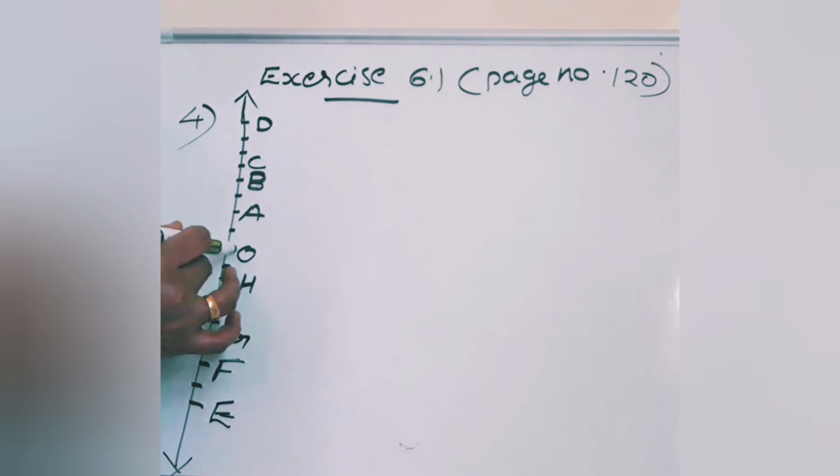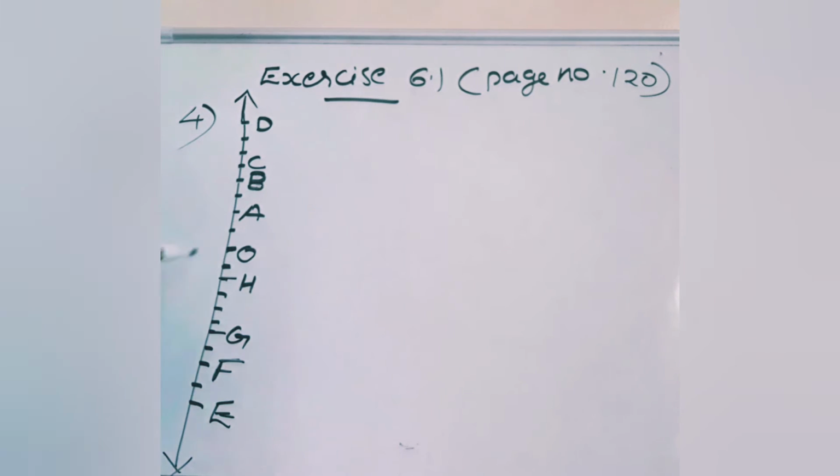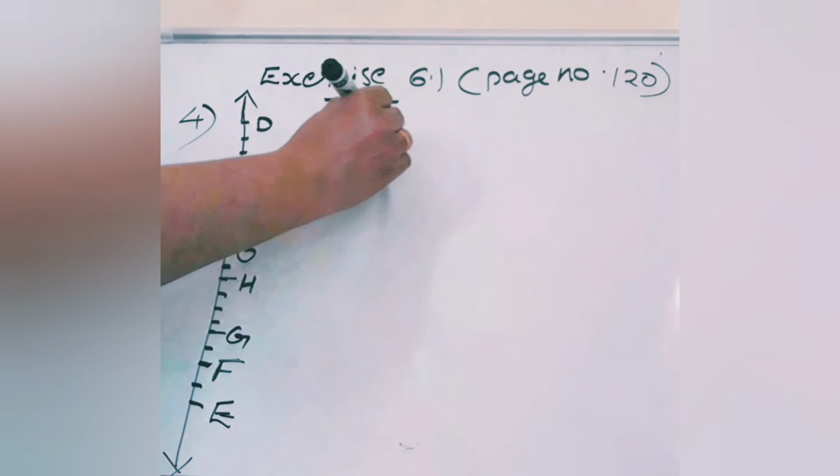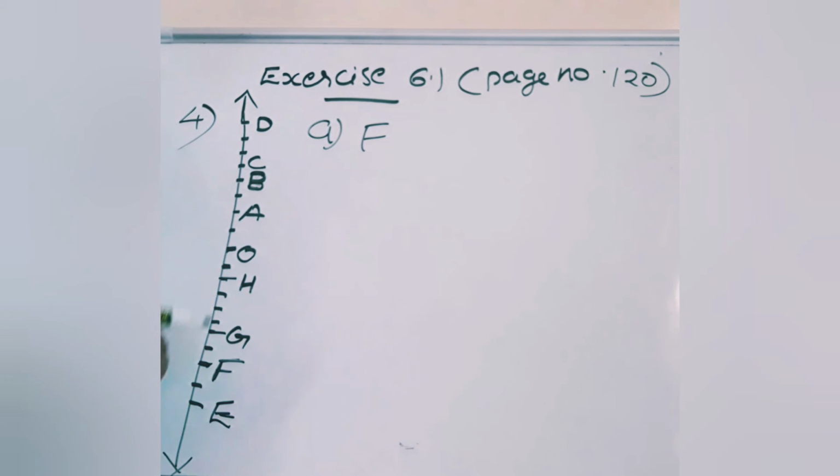This is 0 now. So you can see each number on the line. After 0: minus 1, minus 2, minus 3, minus 4, minus 5, minus 6, minus 7, minus 8. So minus 8 is coming on F. So question A's answer is F. Minus 8 is on F. I hope it is clear.